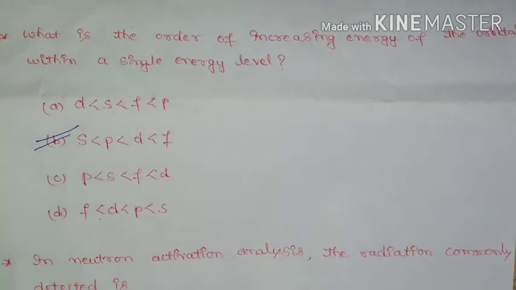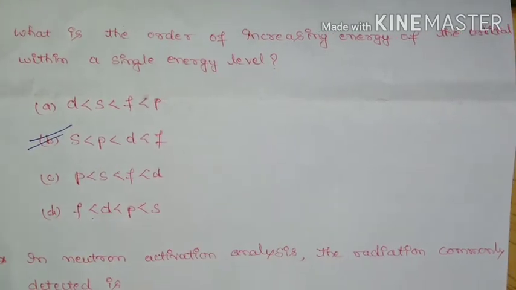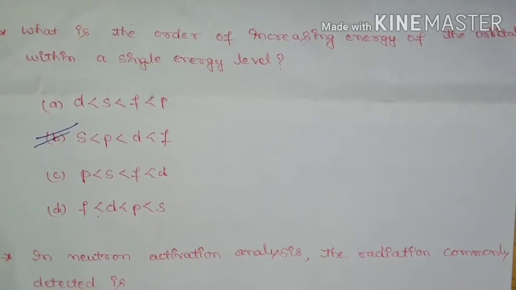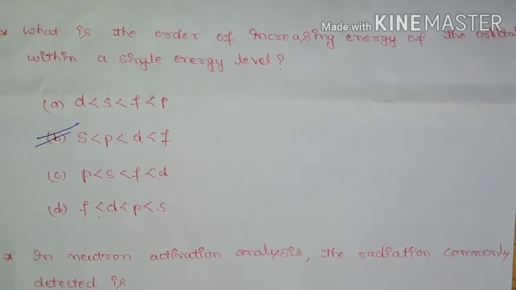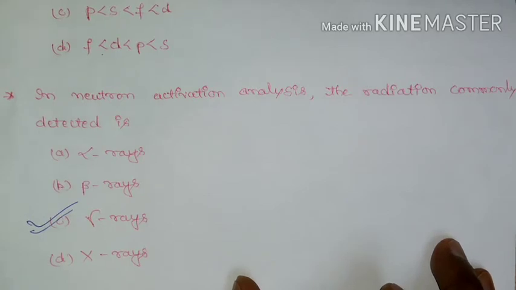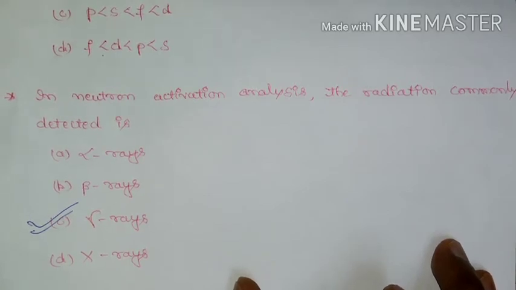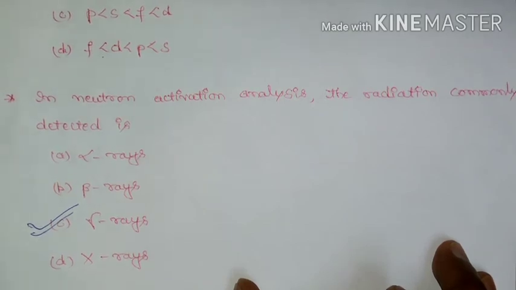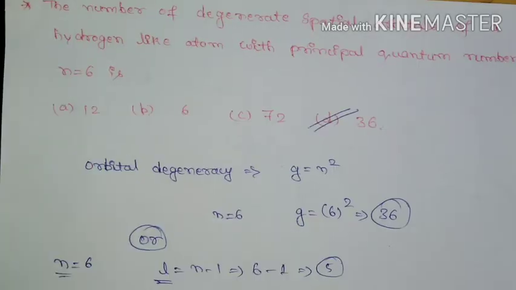So if you come to the next question, what is the order of increasing energy of the orbital within a single energy level? So option B is correct, that is S is having lesser energy compared to P, which in turn is having lesser energy than D orbital, and which in turn is less energy compared to F orbital. In neutron activation analysis, the radiation commonly detected is gamma rays. So if you see the neutron activation analysis, the radiation which will be detected is gamma rays.